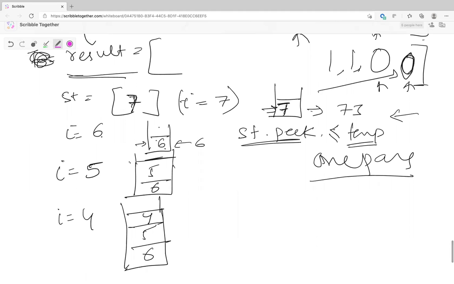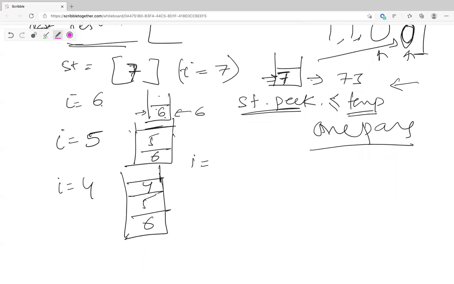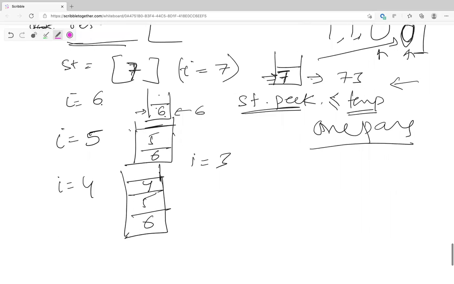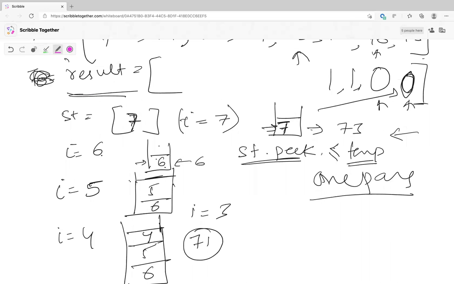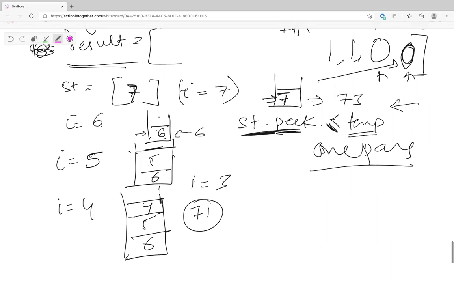Right. Now I'm at I equal to 3. What is the number? 71. Now, because 69 is less than I am, I don't care about it anymore. So while the stack dot peek is less than or equal to the temperature, even if this was 71, I don't care. I have to remove it.